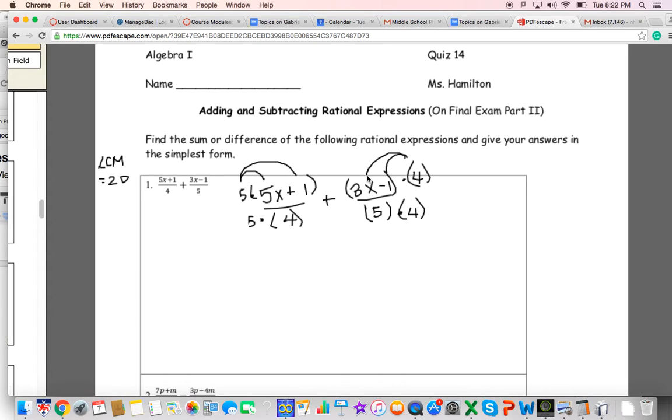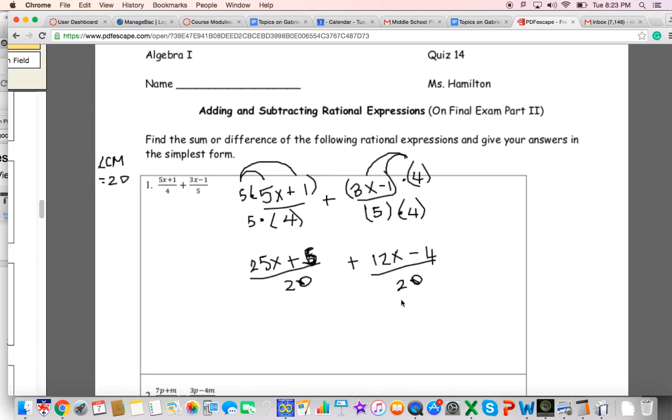We're going to do a little backwards here. Okay, so 5 times 5x gives us 25x. 5 times 1 gives us 5, and that's over 20. That is supposed to be a 5. It does not look like one anymore, but trust me, it is. Okay, plus 4 times 3x gives us 12x minus 4. All right, and that's all over 20.